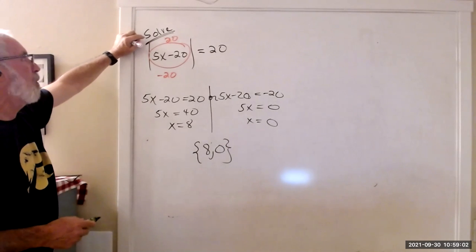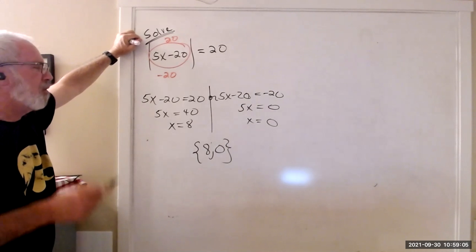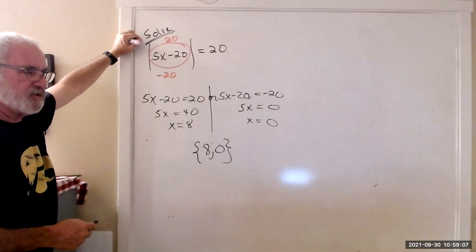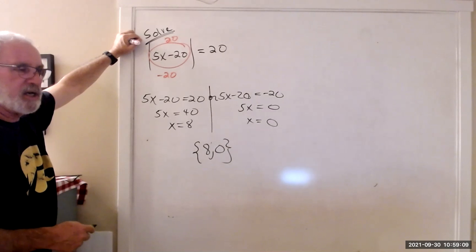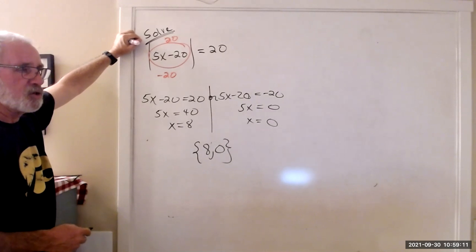Absolute value equations will almost always have two solutions. 99 times out of 100. The other time is a trick question.